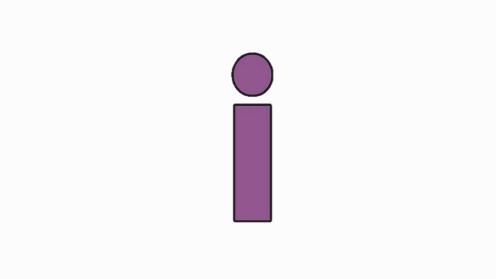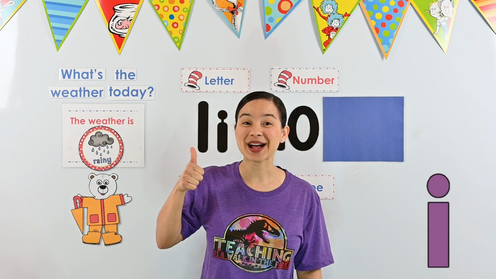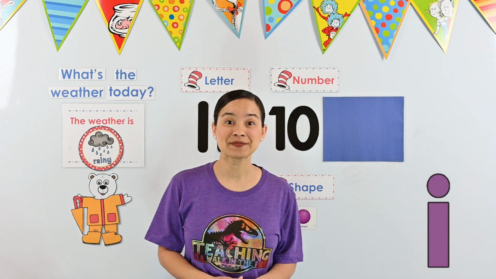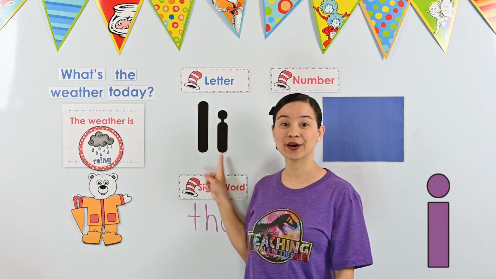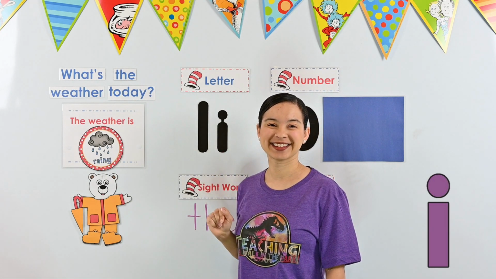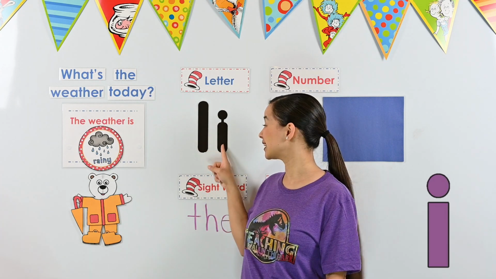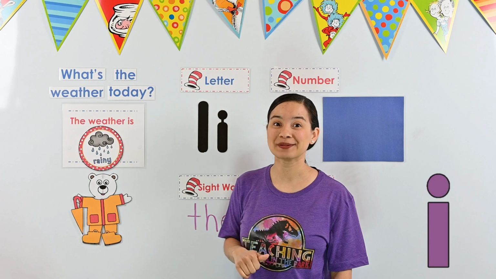Is this the letter I? If you have your thumb up, you are correct. It is the letter I. Is it an uppercase I or a lowercase I? It's a lowercase I. It has a straight line down with a dot on top.